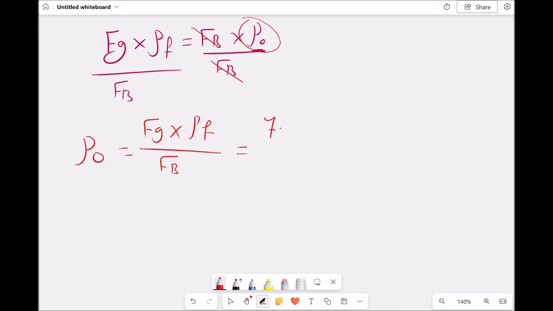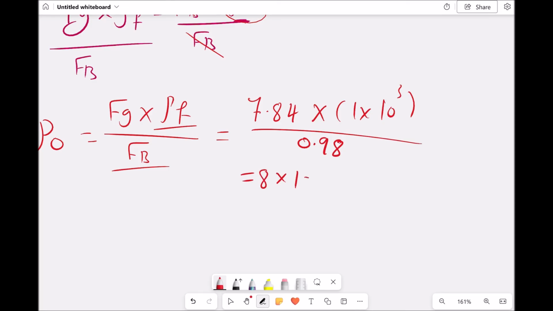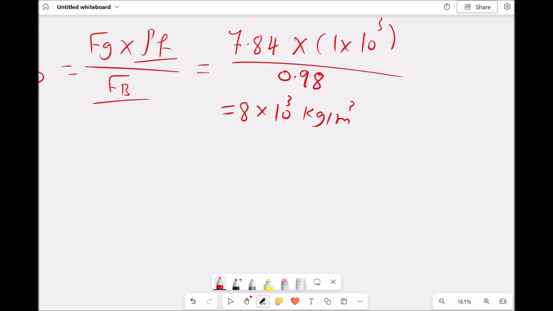Fg was equal to 7.84, multiplied by the density of the fluid, which was equal to 1 times 10 to the power of 3, divided by Fb. We found Fb too, guys. It's equal to 0.98 Newton. Then you will have 8 times 10 to the power of 3 kilogram per meter cubed. Guys, is this pure gold?